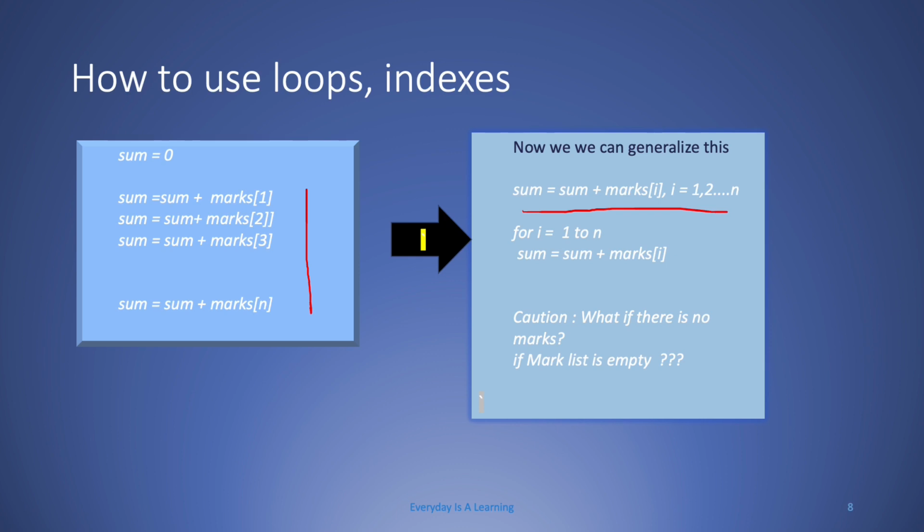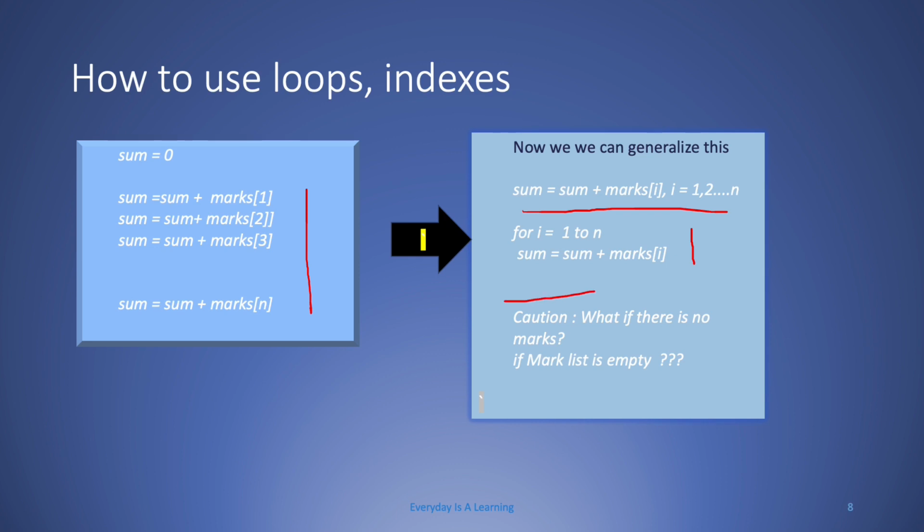But this is more of a mathematical expression, and now we need to tell the computer to do this. So we use a for loop to say for I is equal to 1 to n, sum is equal to sum plus marks I. This has made the expression simple.